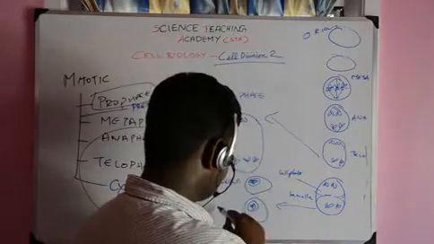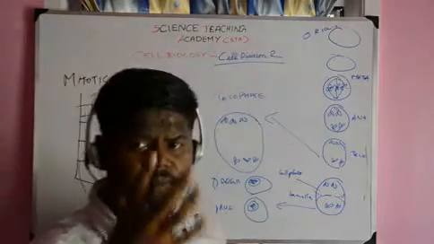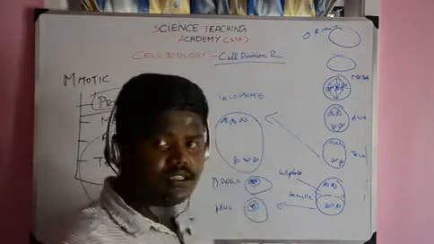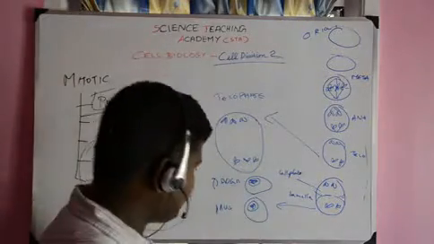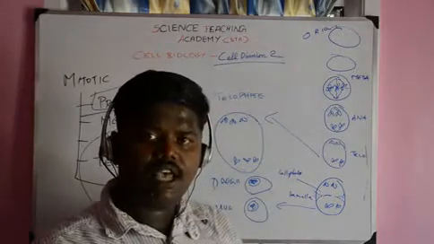The sisters became daughters now. Two daughter cells form. They have the same resources. What I mean by resources here is organelles, nuclear material, and everything. That's why it's called equational division.